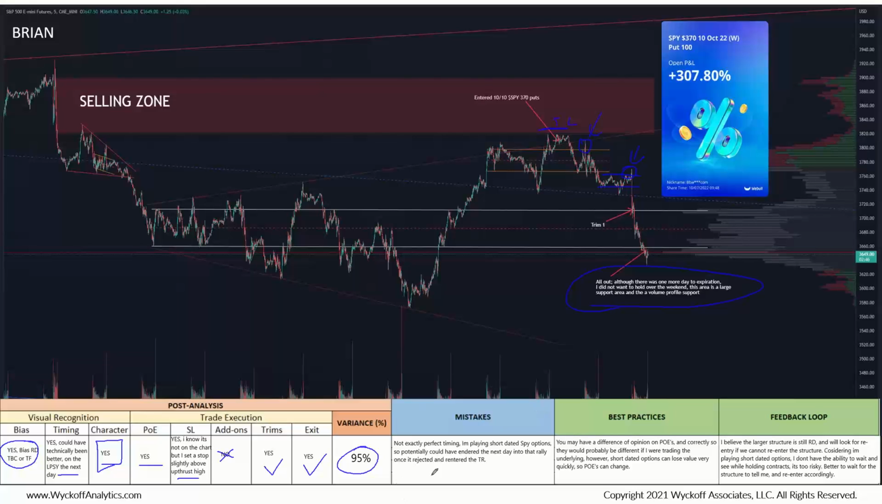Not exactly perfect timing. I'm playing short-dated SPY options, so potentially could have entered the next day into that rally once it rejected and re-entered the trading range. And we already talked about that. And then best practices. So we don't want to just talk about our mistakes in our post-trade analysis. We also want to reinforce the things that we're doing correctly to continue to do them, because they add to our winning outcomes. And he says, you may have a different opinion on price point of entries, and correctly so.